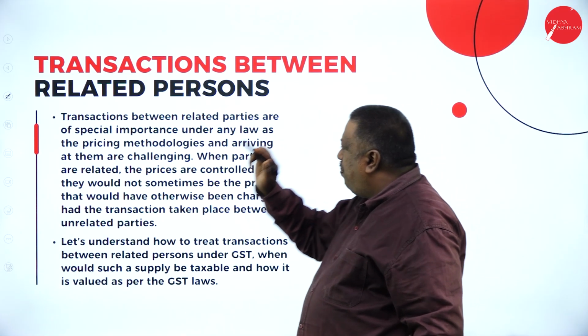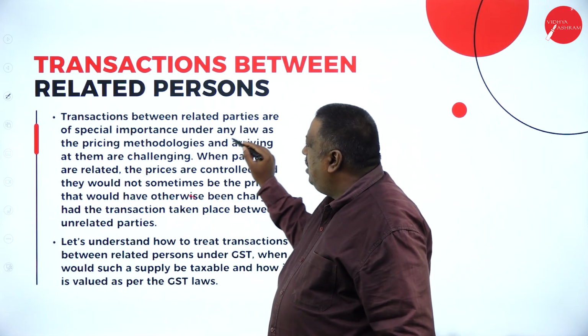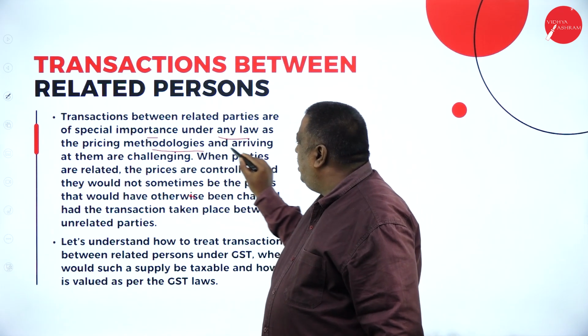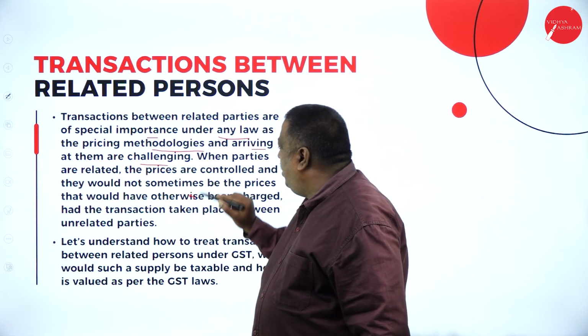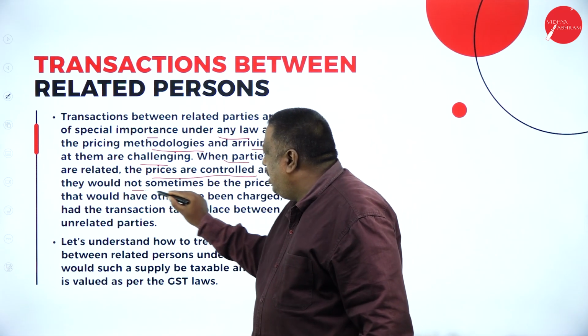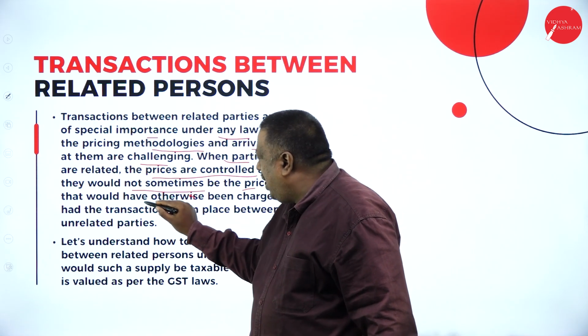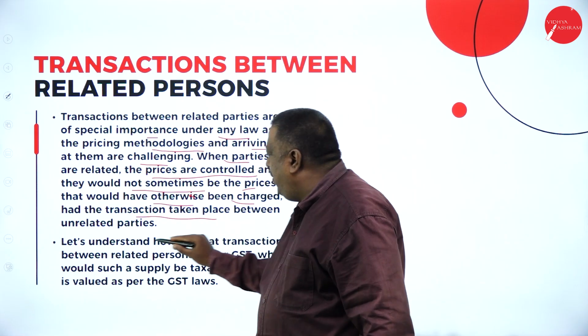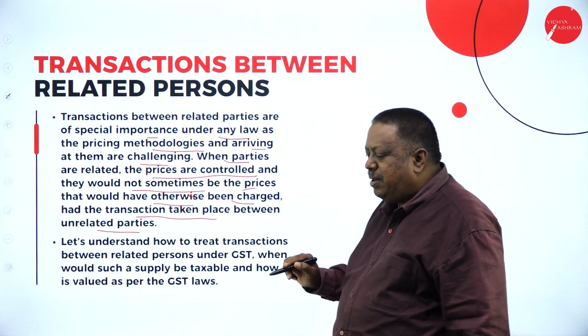Transactions between related persons are of special importance under any law. Pricing methodologies and arriving at them is challenging. When parties are related, the prices are controlled and sometimes would not be the prices that would otherwise have been charged had the transaction taken place between unrelated parties.